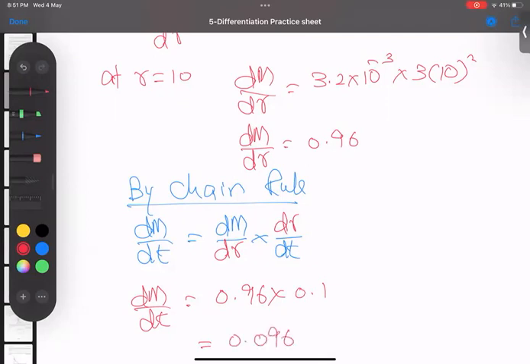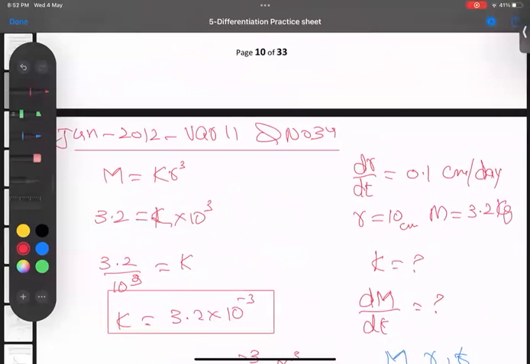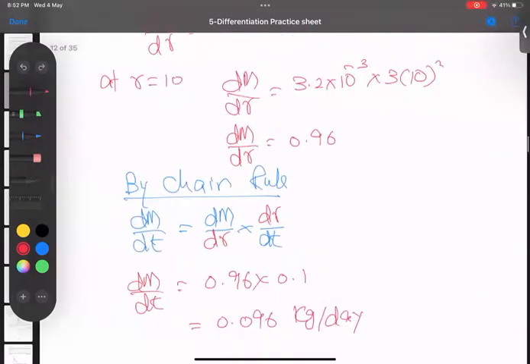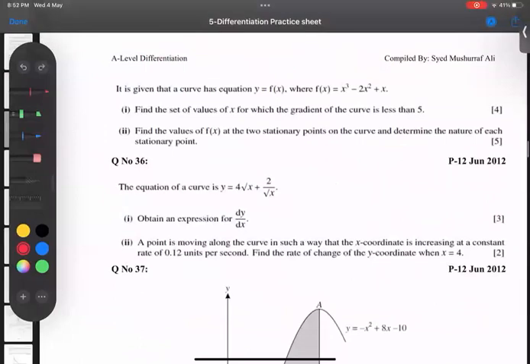I'm getting the answer 0.096. And the unit is kilograms per day, because you see that time is in days and m is in kilograms. This is our answer. I hope you got the idea very well. Let's try to find some more questions. This is another question we are given here. Look here: the rate of change of x is constant, given. So dx over dt is given.